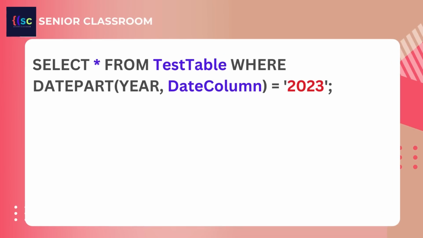Let's explore another example. In this scenario, implicit data type conversion will occur and the indexes won't be utilized. To address this, we can optimize the query as follows.